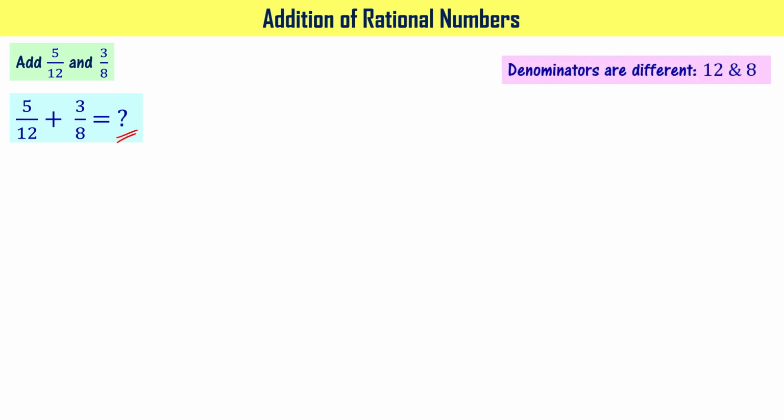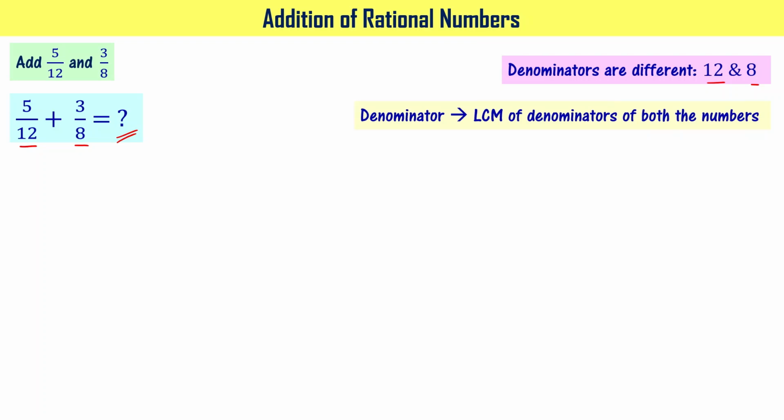Now let's learn about another problem. Add 5 by 12 and 3 by 8. Both are rational numbers, right? When you want to add 5 by 12 and 3 by 8, you can write it as 5 by 12 plus 3 by 8. We want to find what is the resultant rational number, right? As you see here, the denominators are different here. In the previous case, the denominators were same. But here denominators are 12 and 8, which are different, right? When denominators are different, the addition is slightly involved. We'll try to understand that now.